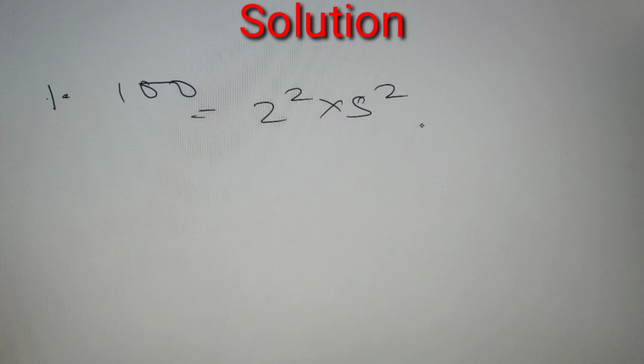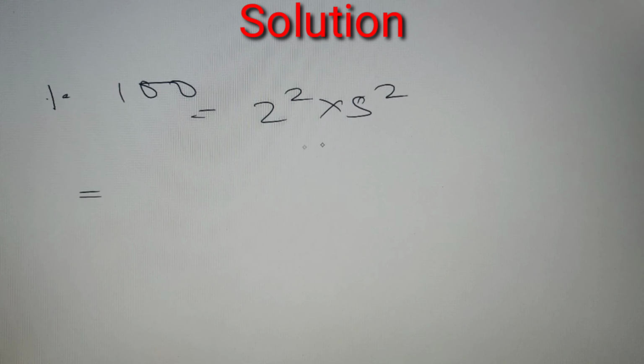So starting with an easy question, we have to find how many even factors of the number 100 there are. So first we have to prime factorize the number 100. Now 100 can be written as 2 square into 5 square, because 2 square is equal to 4 and 5 square is equal to 25. So 4 into 25 is equal to 100.